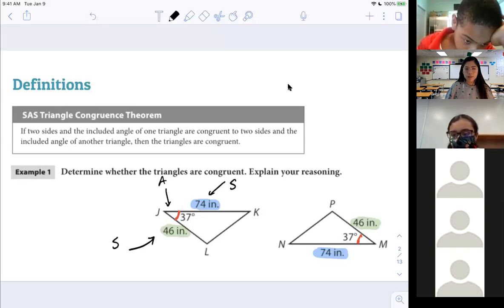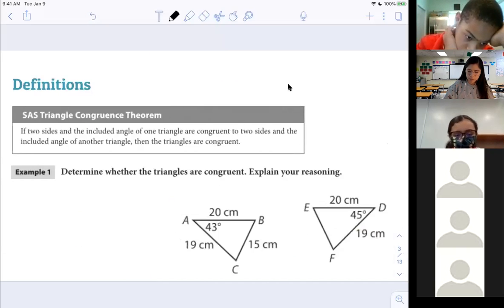So let me know, does anyone still need a second to write this down? No. You guys are all good? Or at least I'm good. Anybody need a second? Going once. Going twice. Wait, miss, I have a question. Yes. So as long as the sides are on the sides and the angle is in the middle, they're congruent? Yeah. It has to be the angle in the middle.